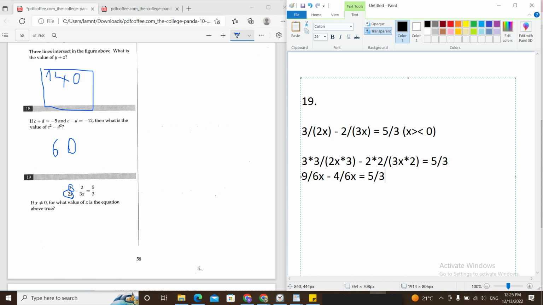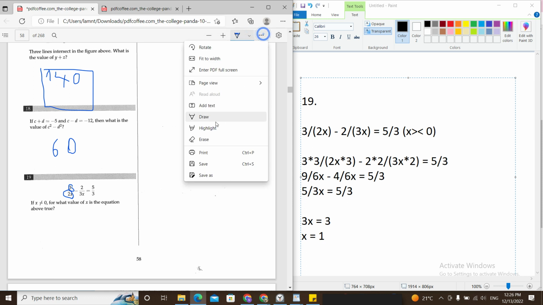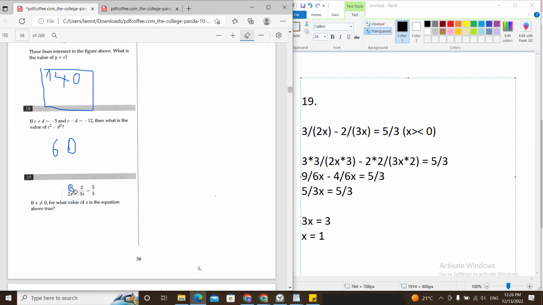So what you get is 5 over 3x, which is 5 over 3, right? So here you can see 3x is equal to 3, therefore x is equal to 1. So 3x here is equal to 3, so x is equal to 1, so 19 is 1. So that's very cool.